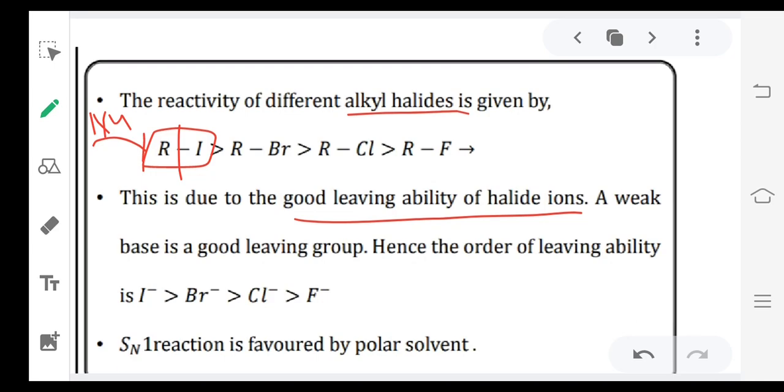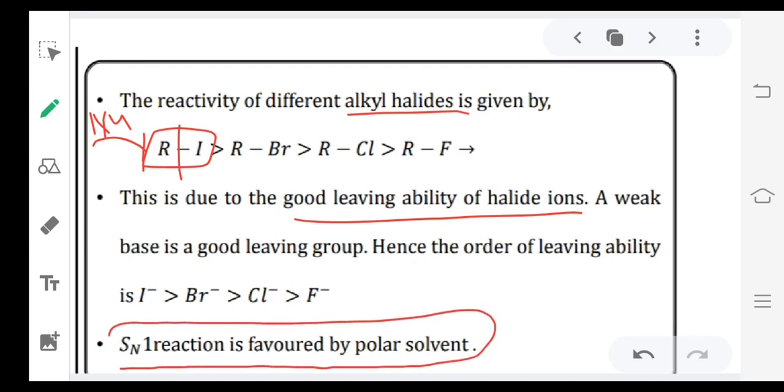Next, SN1 reaction is favored by polar solvents. So why is SN1 reaction favored by polar solvents? While breaking of the bond, the polar solvent molecules will help during the breaking of the bond.